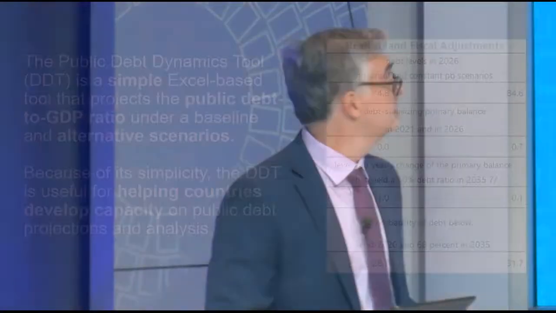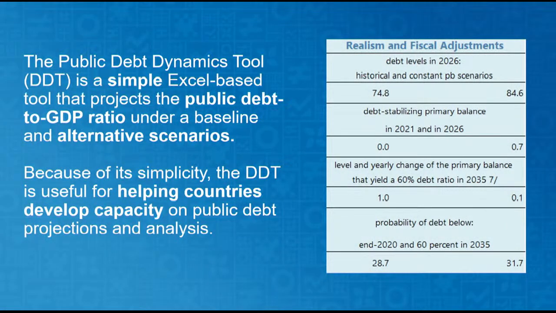Let me start by discussing what is the DDT. The DDT is a very simple Excel-based tool that projects the public debt to GDP ratio under a baseline and alternative scenarios. Because of its simplicity, the DDT is useful for helping countries develop capacity on public debt projections and analysis.